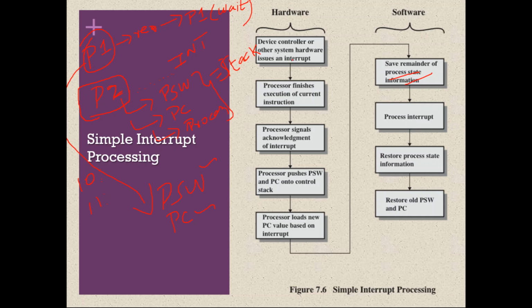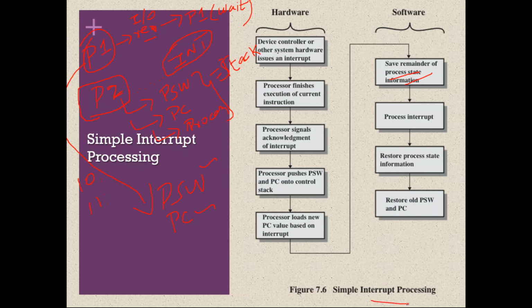So this diagram shows what happens after the interrupt. Initially P1 is executing and it is requesting an IO operation. So P1 was kept in waiting state by pushing its program status word, PC and other information to the stack. And CPU started executing P2, but meanwhile it is receiving an interrupt. So once this interrupt is received, what is happening? That's what this flowchart shows.